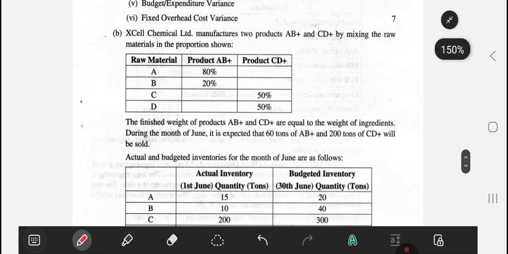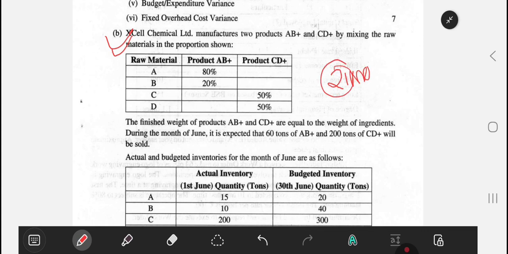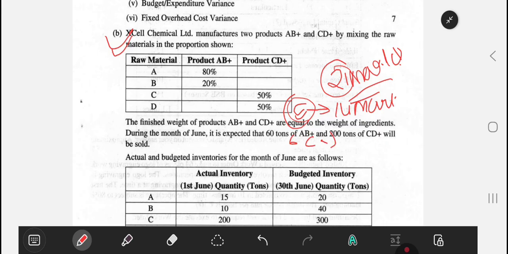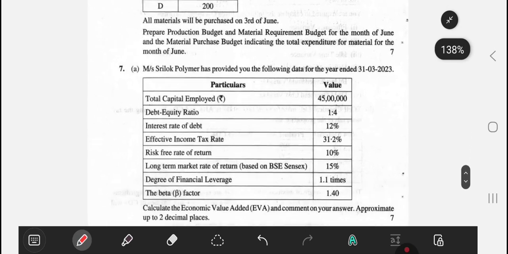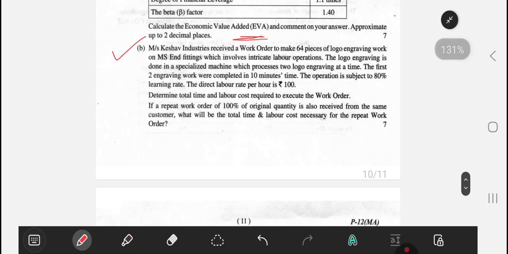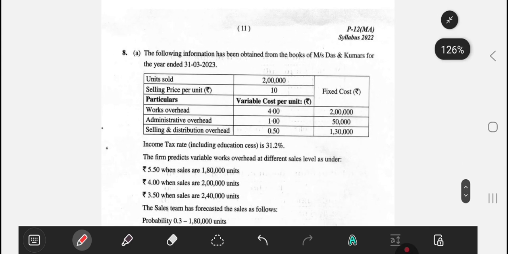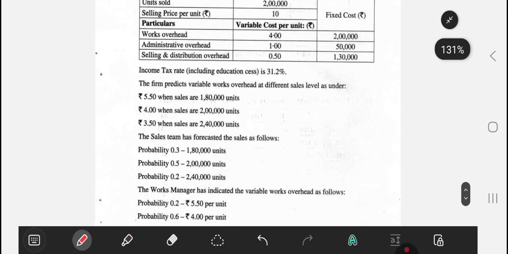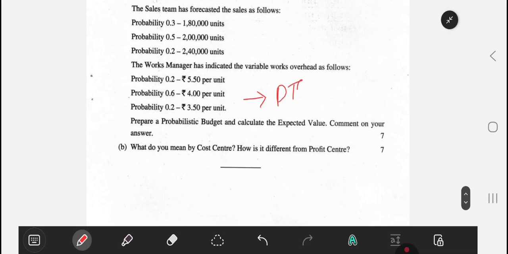Now coming to the B part, 6B is from budgeting. This is one of the most scoring chapters. For example, in this attempt 21 marks are from budgeting: the fifth question 14 marks and 6B 7 marks. So a total of 21 marks is from budgeting. Now coming to 7A. 7A is economic value added and 7B is from learning curve. And 8A is from the last chapter, decision theory. And 8B is also a theory question from responsibility accounting.